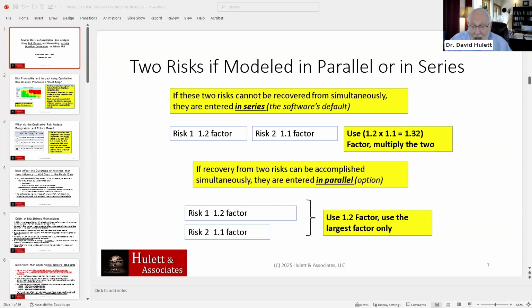And you can see right away that if you have many risks, the multiplicative factor can end up getting for a particular iteration a very large multiplier. On the other hand, if you have them in parallel, all you're looking for is the one which has chosen from its distribution of multipliers the longest factor to be applied to that activity for that particular iteration.